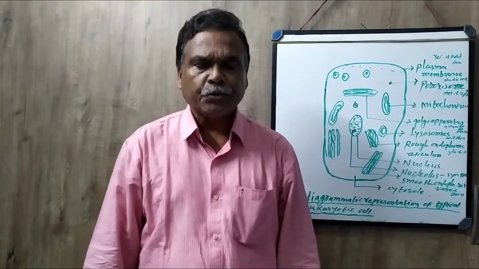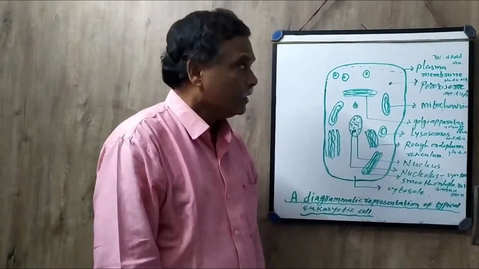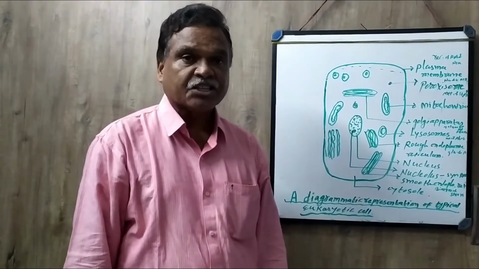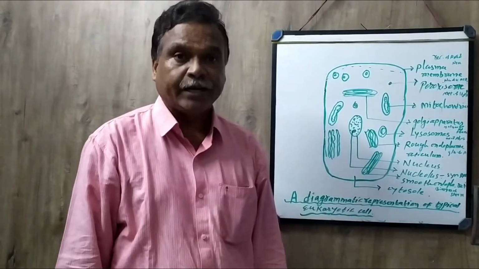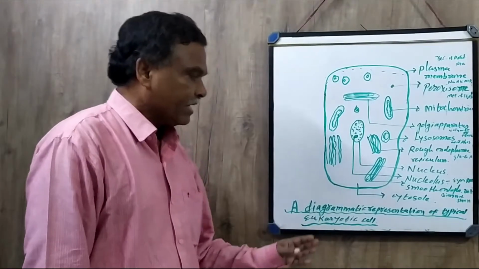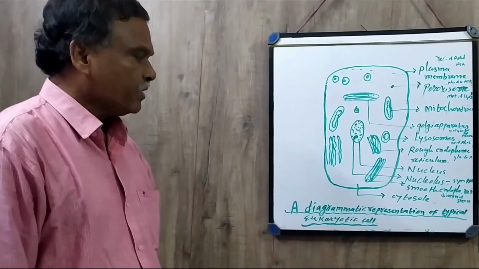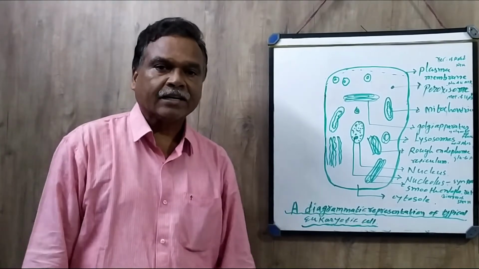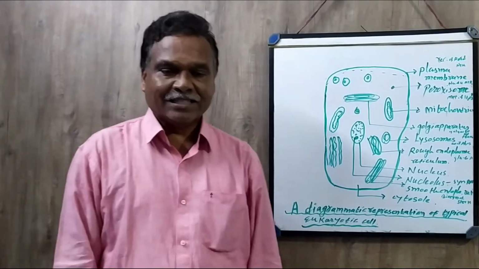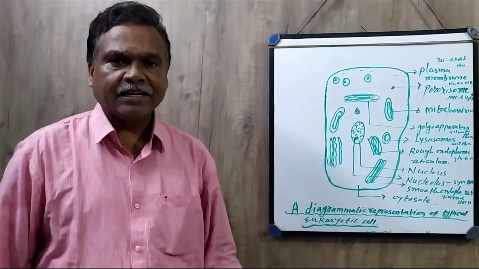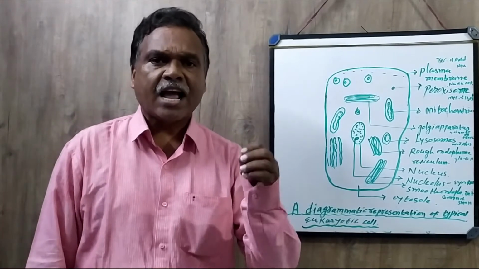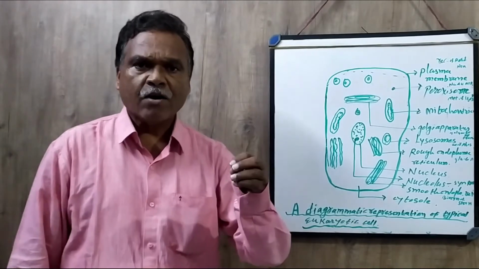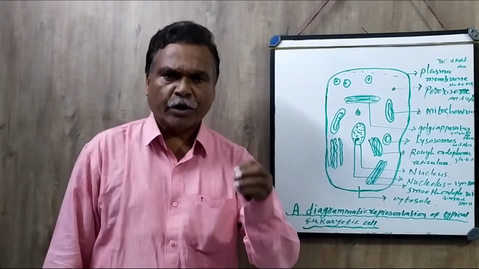Today I am going to explain the first chapter, that is the structure of the cell and its components. Here a diagrammatical representation of a typical eukaryotic cell is given. You must know that the cell is a structural and functional component of all living bodies.